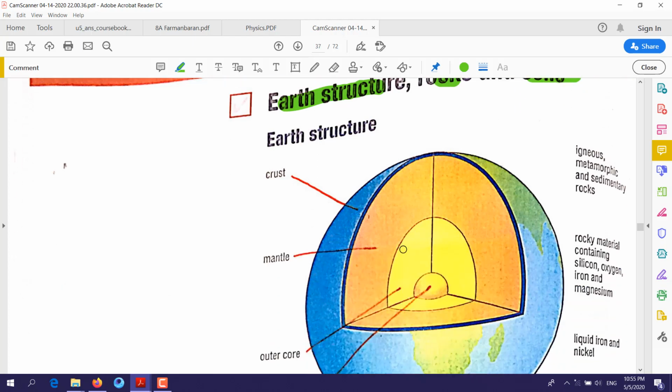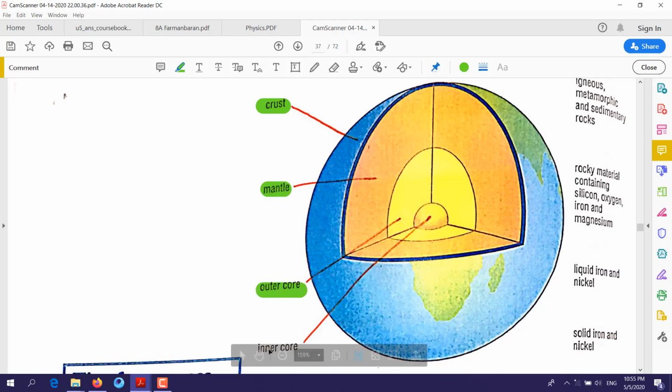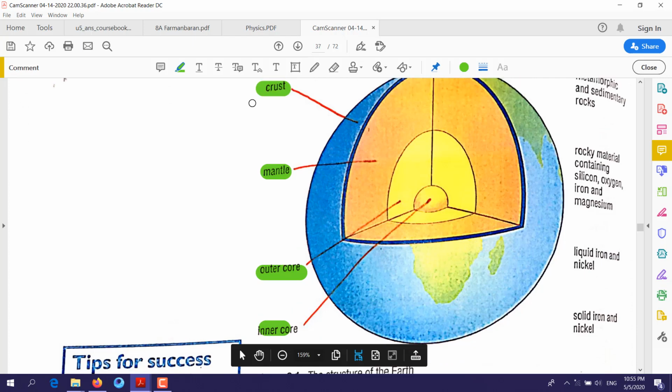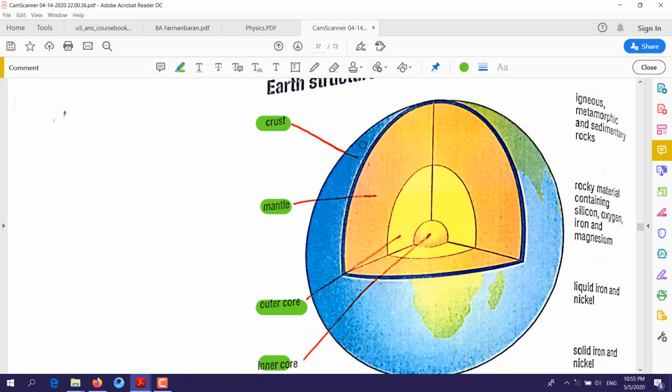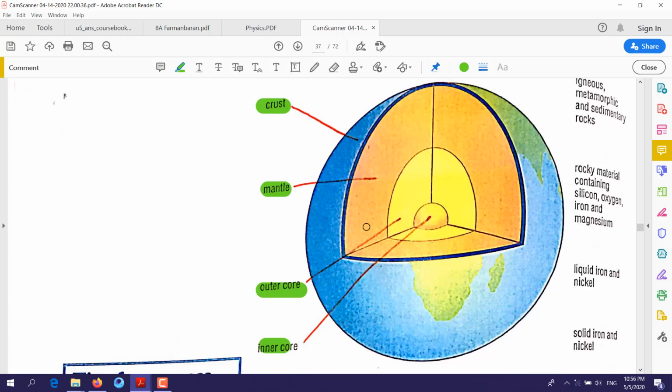Earth structure, this diagram shows the Earth structure. It shows the Earth layers. As we know, Earth consists of four main layers. The first one is the crust, which is the outermost layer, made up of rocks. Then, beneath it, there is the largest of the Earth layers. We call it the mantle. The mantle is made up of rocks, but the rocks here are melted rocks.